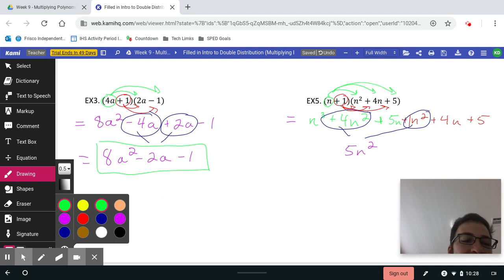Then we also have positive 5n and positive 4n. So positive 5 and positive 4, those combine to get positive 9. And then everything else stays the same. 5 is just 5, so plus 5. N cubed is just n cubed, so we get n cubed.